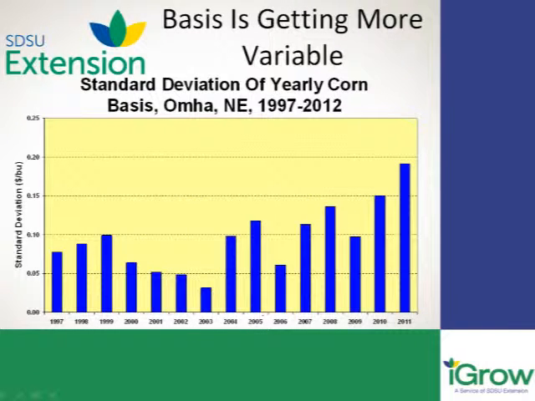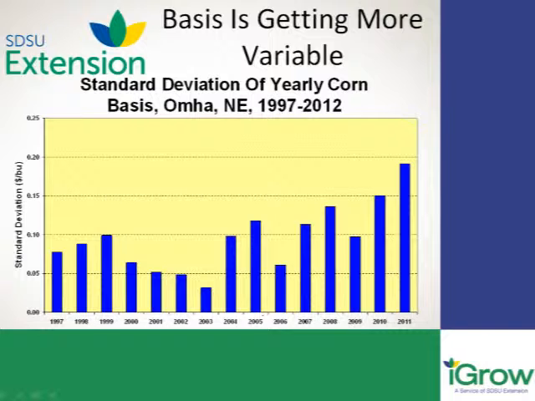Now on this graph, I'm showing you the standard deviation of yearly corn basis, again in the Omaha market. It's going to be similar in most any location I pick in South Dakota as well. Standard deviation is a measure of variability. It's a measure of riskiness, essentially. And so what I did was within each year, I calculated the standard deviation of basis going back to 1997. And you can see in the last few years that basis has really become a little bit more variable over time. In other words, there tends to be more risk associated with basis.